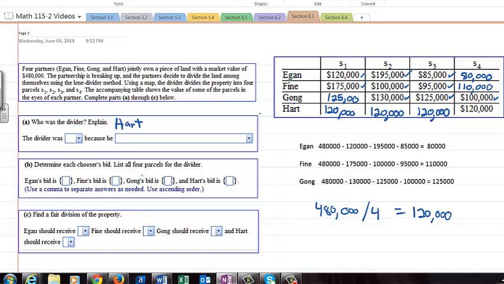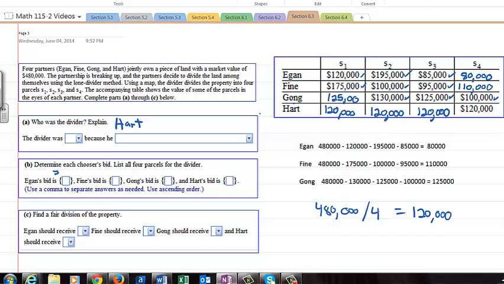Part B. Determine each chooser's bid. Remember, a bid in the lone divider method is just a list of the shares that the player considers to be at least fair. Using the numbers in the table then, Egan's bid, S1 and S2, Fine's bid, S1, Gong's bid, share 1, share 2, and share 3, Hart's bid, share 1, share 2, share 3, and share 4.